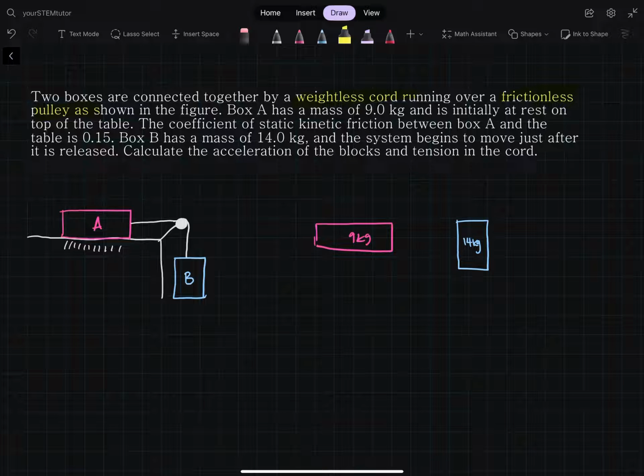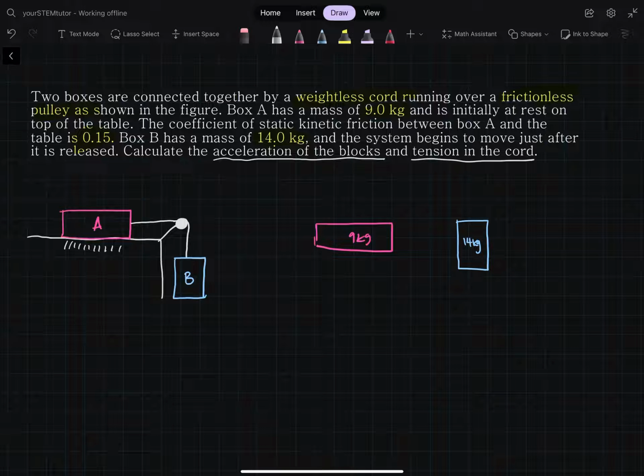And then box A has a mass of 9 kilograms. It's initially at rest on top of the table. The coefficient of static friction between box A and the table is 0.5, and the coefficient of kinetic friction is 0.15. Box B has a mass of 14 kilograms, and the system begins to move just after it is released. And it wants us to calculate the acceleration of the blocks and the tension of the cord.